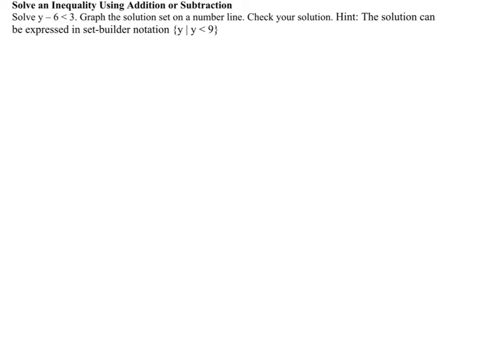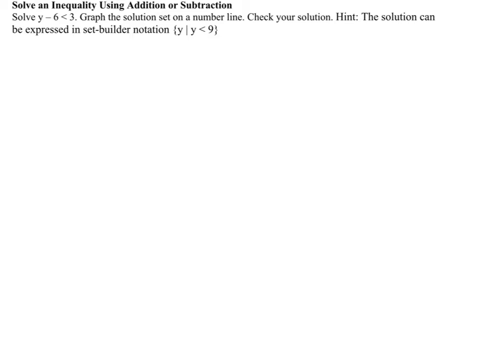In the first example, we're solving y minus 6 is less than 3, and we're going to graph the solution set on a number line. Hint, the solution can be expressed in set builder notation, which says here, it just says that given y is less than 9. So let's go ahead and work on this first one.